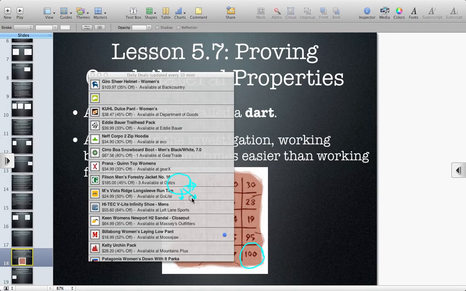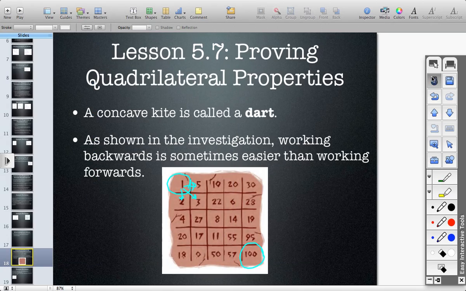Whoop. All of a sudden we have lots of things for sale. Let's ignore that for a second. Oh, there we go, it went away.